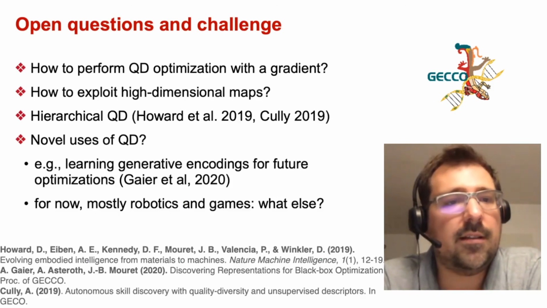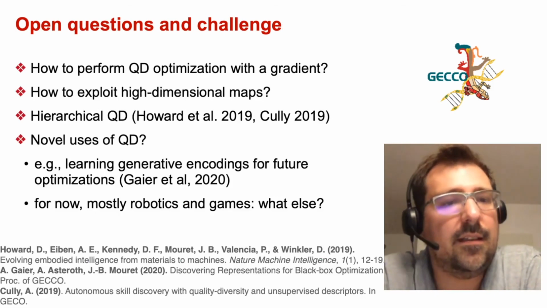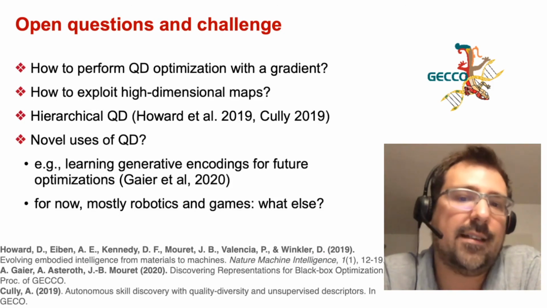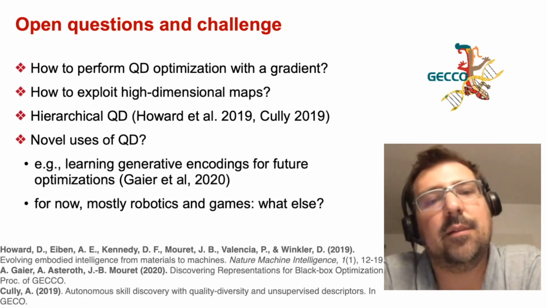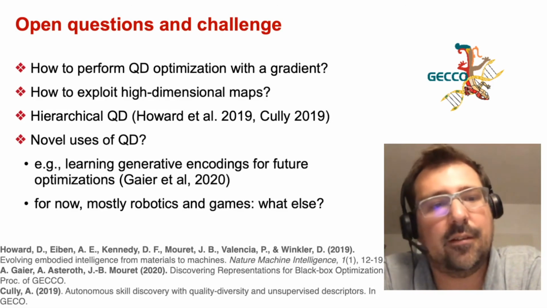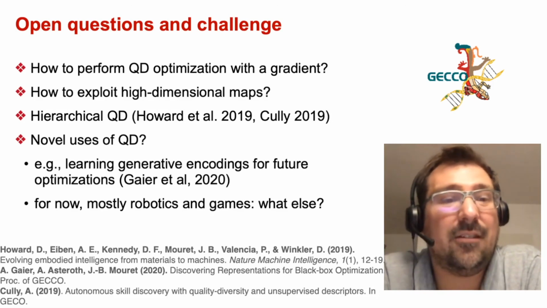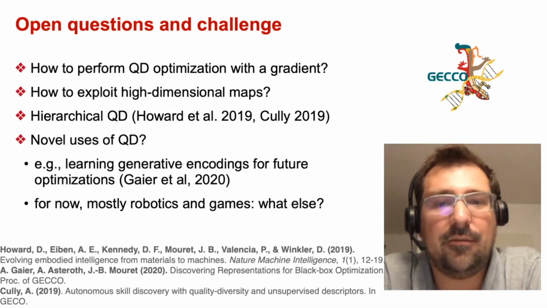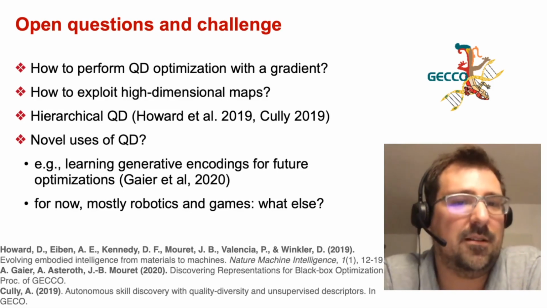More open questions. For now, we're using quality diversity without any gradient. If we have access to the gradient, can we use it? How can we make a quality diversity optimization algorithm with a gradient? And I don't know how to exploit high-dimensional maps, like how to show them, how to explore them. We can generate them, but what do we do with them?